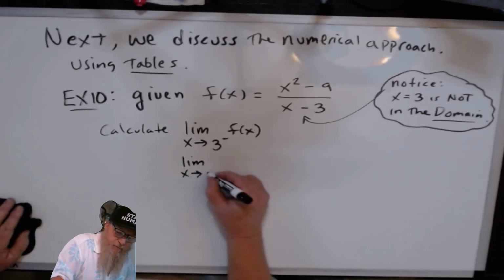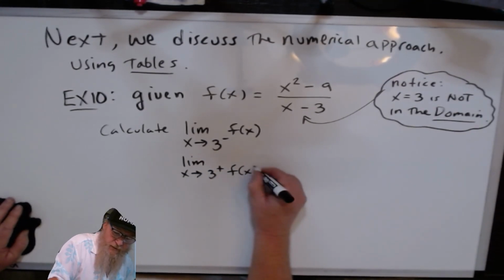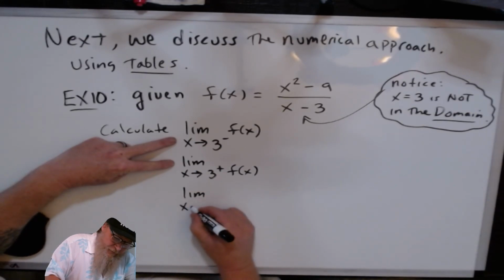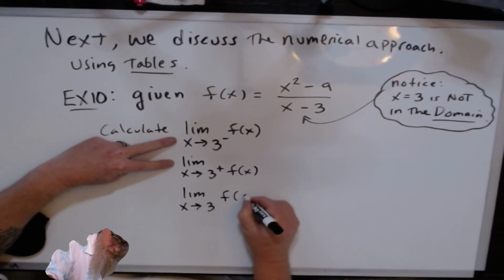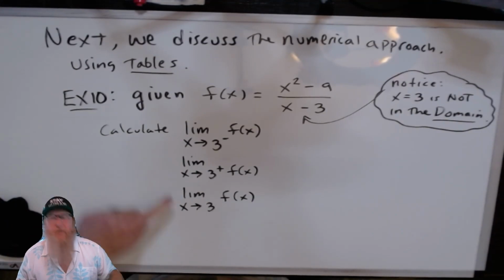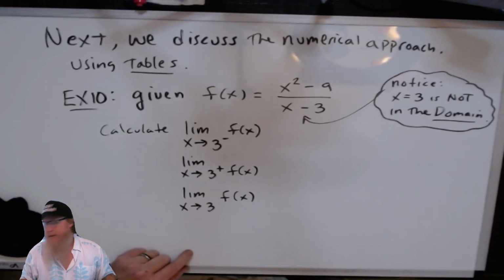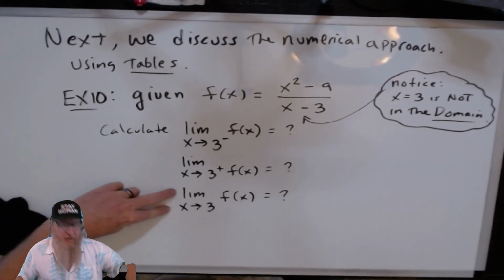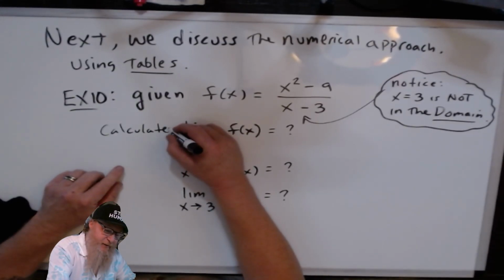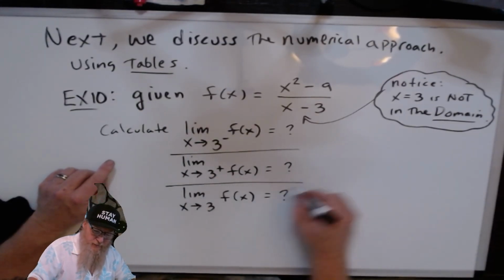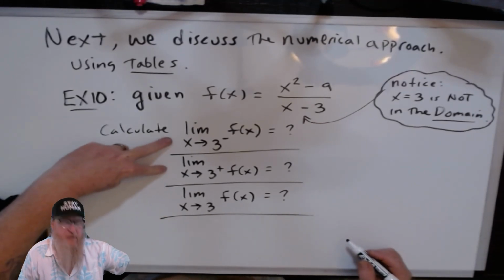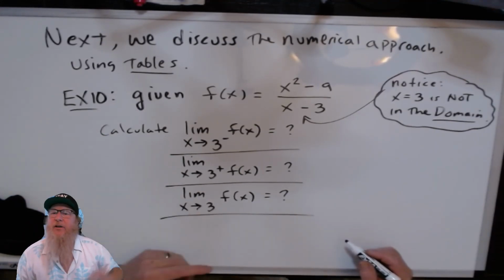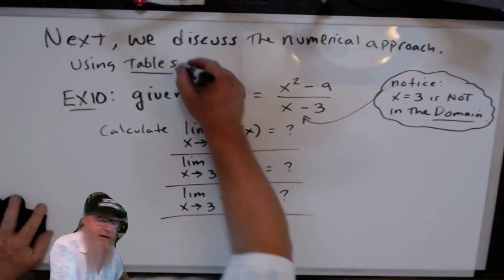Probably going to have to erase this in a minute because I'm running out of room. If these two exist, we're going to ask the follow-up question: what about the general limit? So we want to know all three of these. Remember, in order for the third one to exist, the first two have to both exist and be the same, and then the third one exists. So that's our general question, and we're going to do it by making a table.